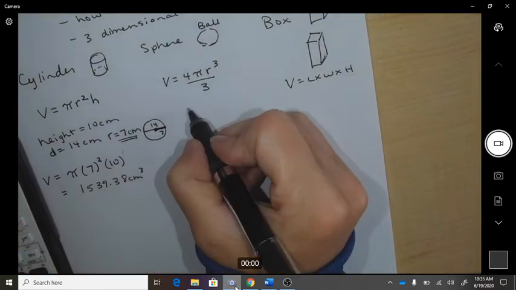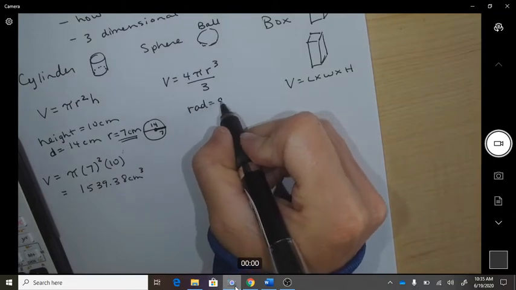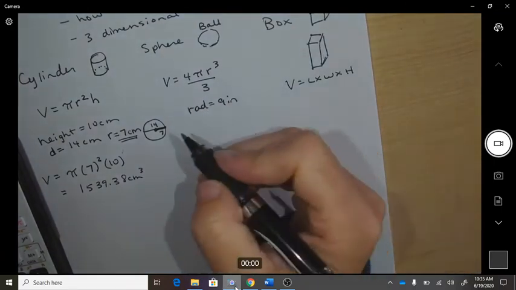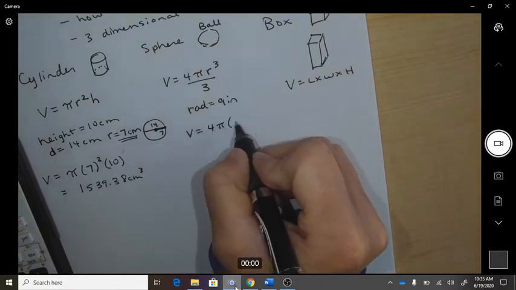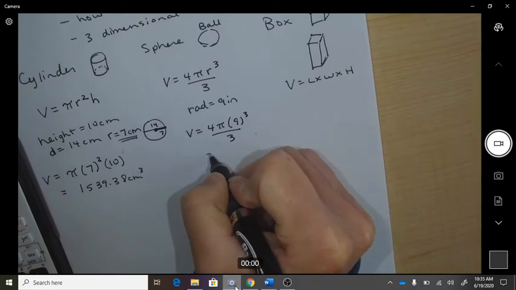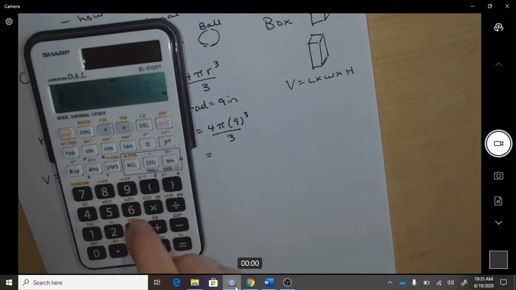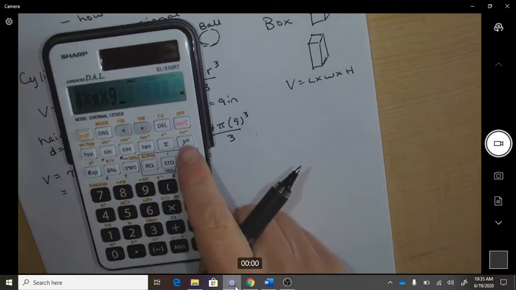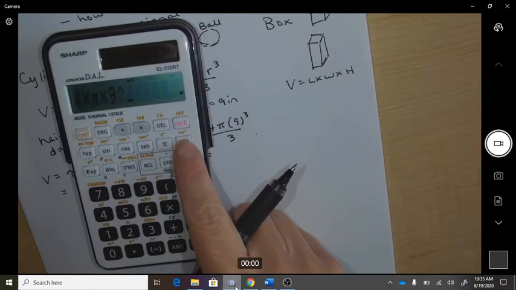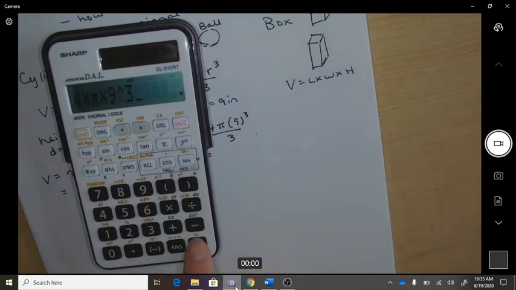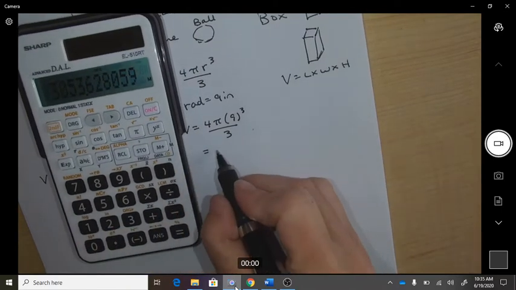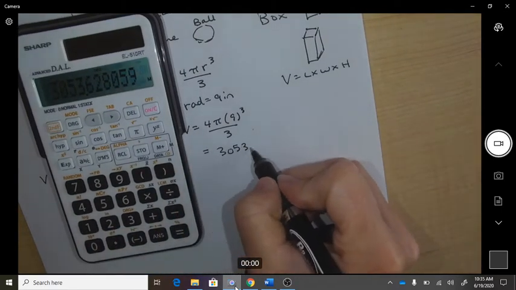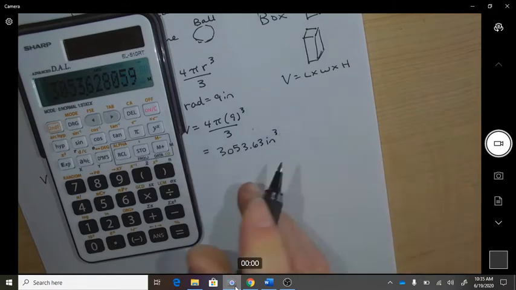Okay, so here all I'm giving you is the radius, which is 9 inches this time. We'll do a sphere. The volume equals 4 pi 9 cubed over 3. So 4 times pi times 9, then your exponent button, mine is right here, and it will activate a little hat symbol, so that's cubed. Then I'm going to push enter, you don't need to, and then divide by 3. So 3,053.63 inches cubed.